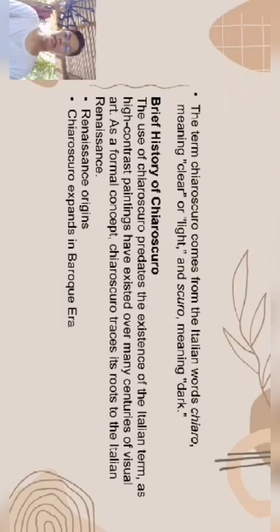Chiaroscuro expands in the Baroque era. While formal chiaroscuro began during the Renaissance, its use dramatically expanded during the Baroque period of European art. The Italian Baroque master Caravaggio developed a dramatic chiaroscuro technique known as tenebrism, where subjects appear bathed in a spotlight due to intense chiaroscuro lighting and inky black backdrops.